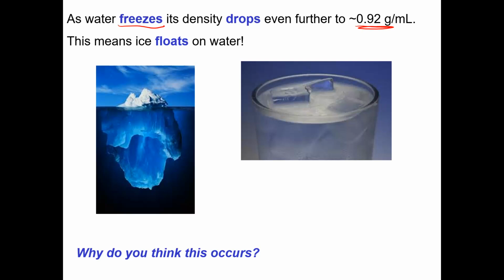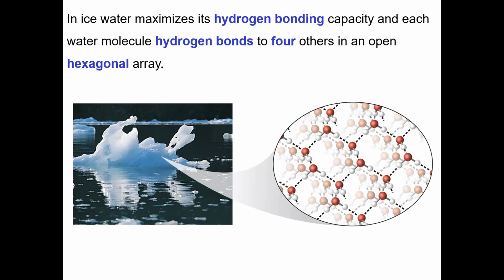So what that means is that ice floats on liquid water, and you probably noticed this because ice cubes float in your drink, and also there's a thing called icebergs, right? So why does this happen? That's an interesting question, isn't it? Why is solid ice less dense than liquid water? Well, the reason is hydrogen bonding.